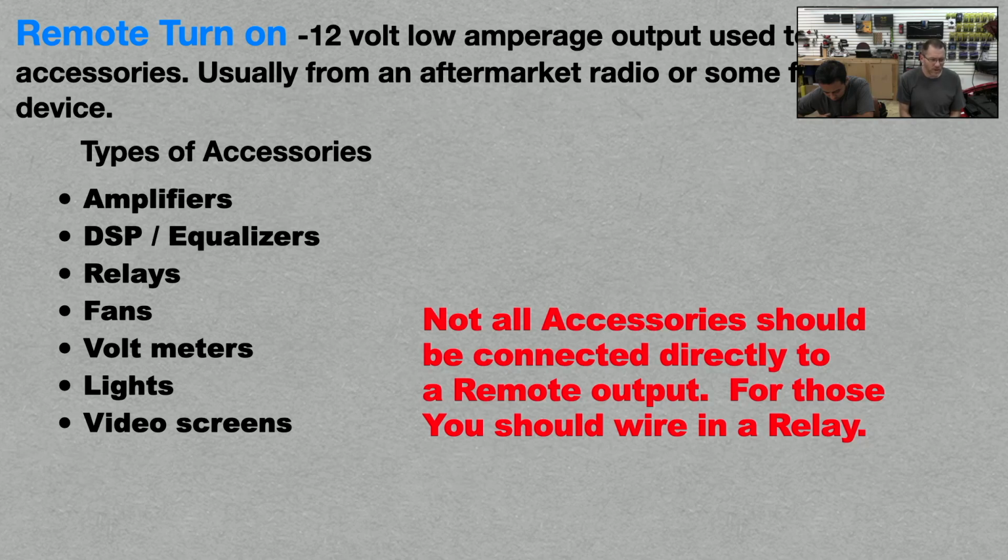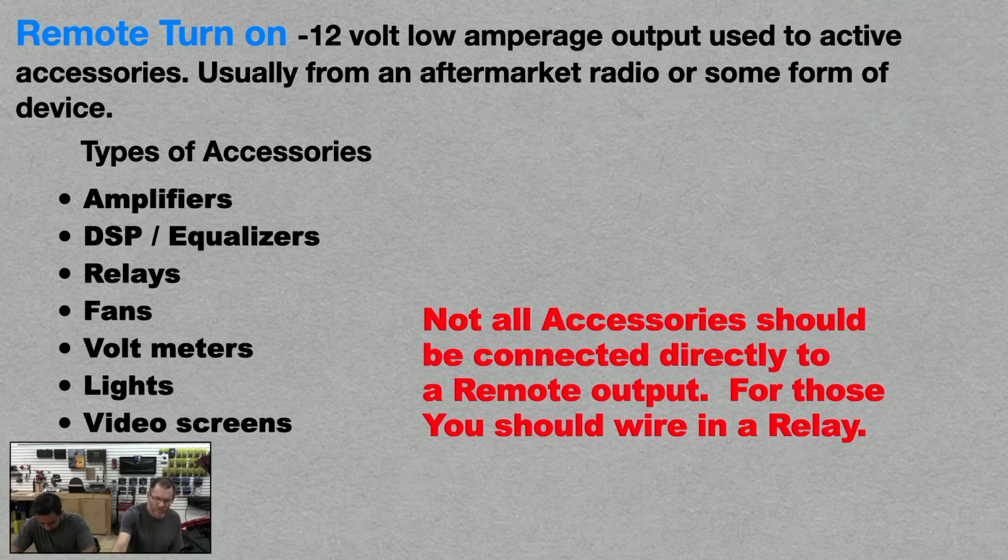What is remote turn on? Remote turn on is a 12 volt low amperage output used to activate accessories, usually from an aftermarket radio or some form of device. What I mean by some form of device is that if you have a DSP or something like that that has an input and an output, that's really helpful because it usually has a relay built into it.